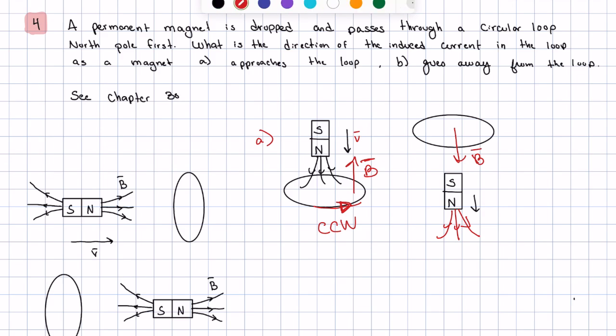And if I use my right hand rule again, I point my thumb in the direction of B, I wrap my hand around, I see that the current has to be clockwise. Okay, so counterclockwise and then clockwise.